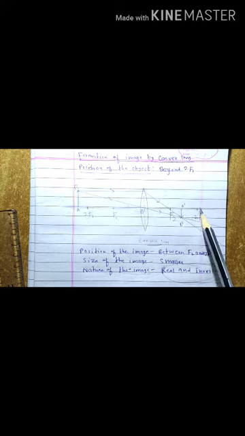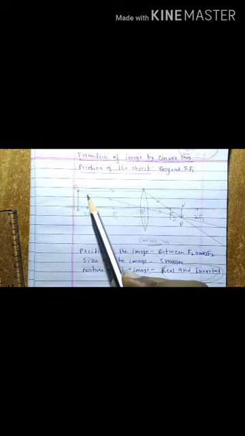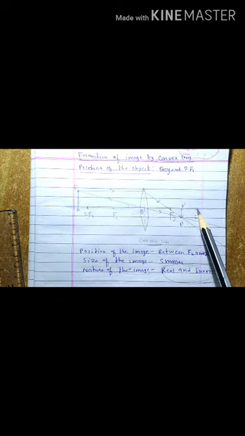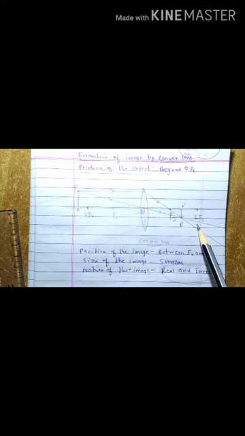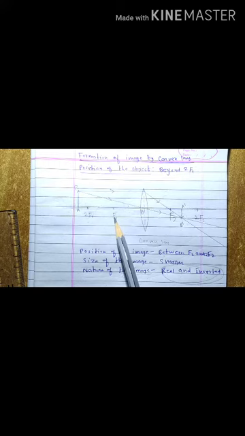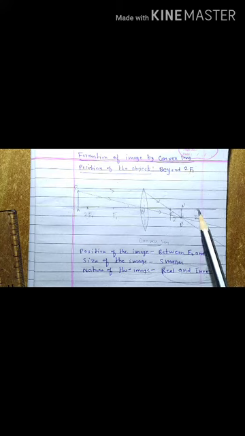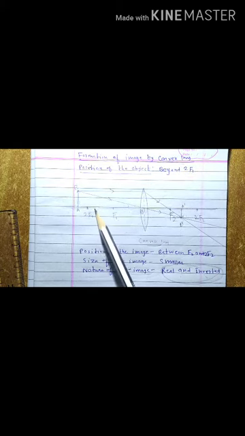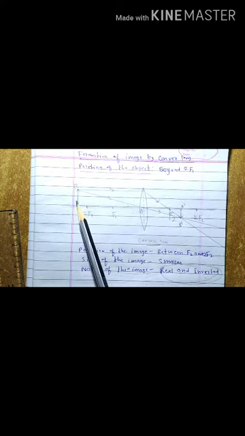Size of the image, same size. When the object is here, suppose this is 4 centimeter, the image will be formed 4 centimeter at 2f2. Again nature of the image real and inverted. Fourth case, when the object is placed in between 2f1 and f1, again you have to shift the image. The image will be formed beyond 2f2, and a magnified image will be formed. Magnified means larger than the object size. Again nature of the image real and inverted.